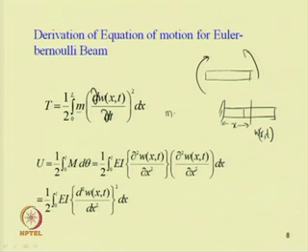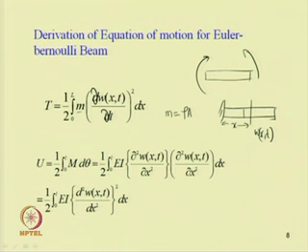The mass per unit length m can be equal to the density of the system into A. Density into A will give the mass per unit length. So mass per unit length into dx is the mass of the element, then its velocity equals del w by del t. So the kinetic energy equals half integration 0 to L of m (del w by del t) whole squared dx, and one can find the potential energy similar to the previous case.